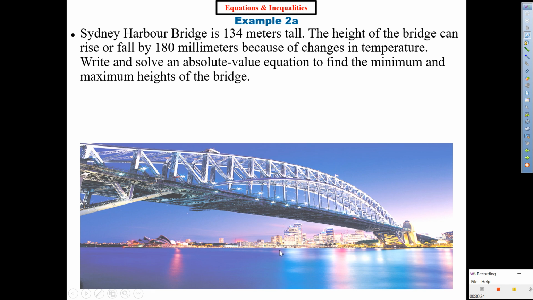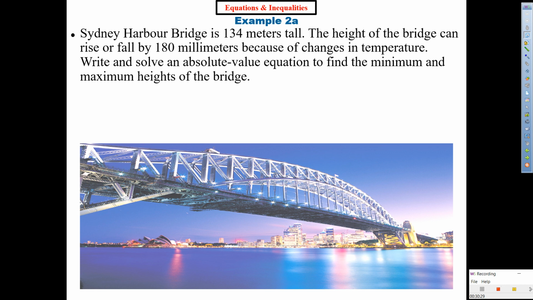Here we go. And it reads, let me pause this really quick. It reads, Sydney Harbor Bridge is 134 meters tall. The height of the bridge can rise or fall 188 millimeters because of the changes in temperature. Write and solve an absolute value equation to find the minimum and maximum height of the bridge. Now, maybe we haven't been to Australia, but some of us have been to San Diego. Have you guys seen the Coronado Bridge? Some of you? Looks kind of like that.